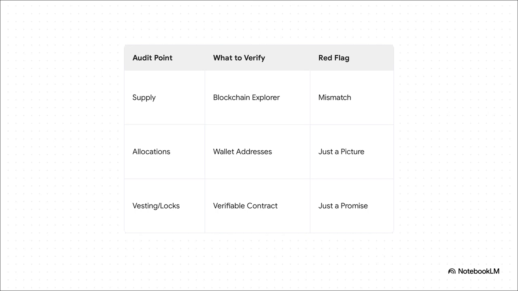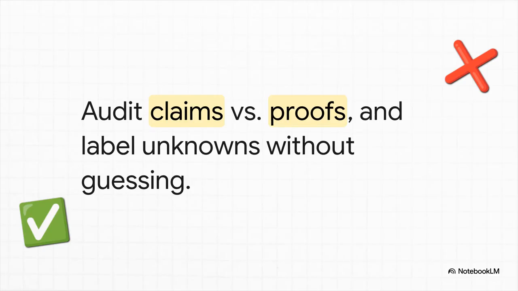Seriously, grab a screenshot of this. It's your new best friend for doing research. So look, if you forget everything else, just remember this one thing. Audit claims versus proofs. And for everything in between, you'll label it unknown. No guessing, no hoping, just the facts.